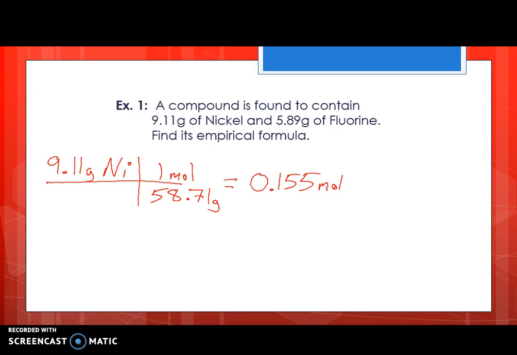Keep a couple of sig figs. 3 is probably a good number, 3 or 4. Anything less than that, you're going to run into an issue where it's going to be hard to cancel. So the more sig figs you have, the better. 3 or 4 is a good number for this.